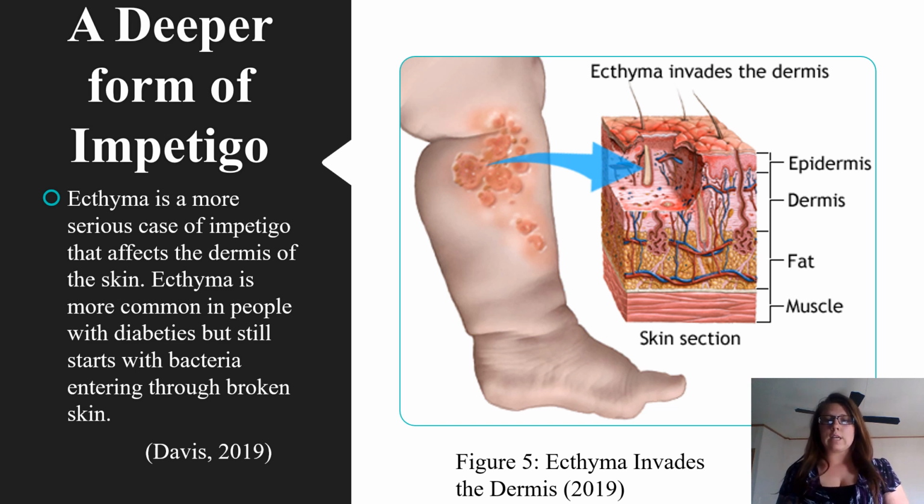Erythema is a more serious case of impetigo that affects not only the epidermis, but also the dermis. It is also known as deep impetigo. A thigh bite is more common in people with diabetes, but it starts in the same way as impetigo, and that is with bacteria entering through an open lesion.